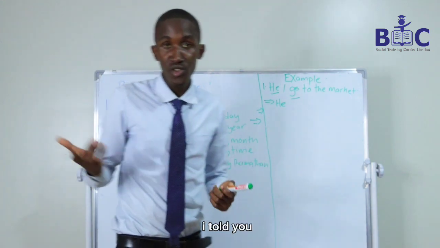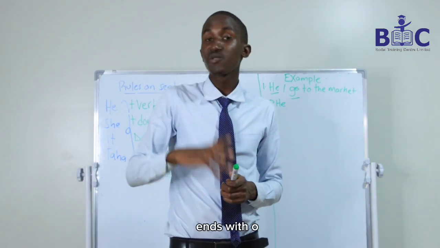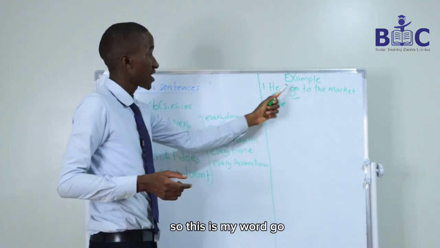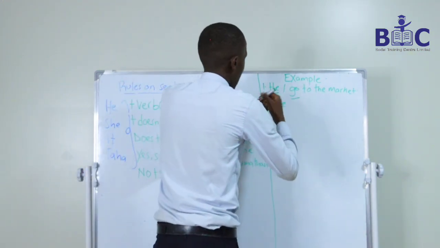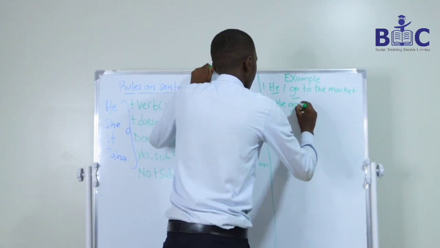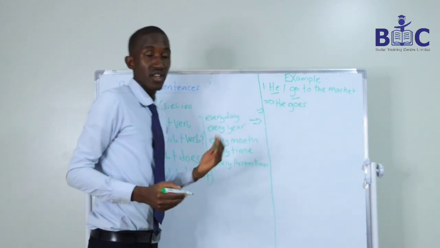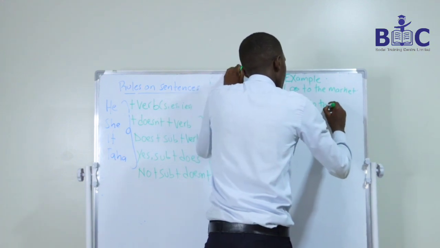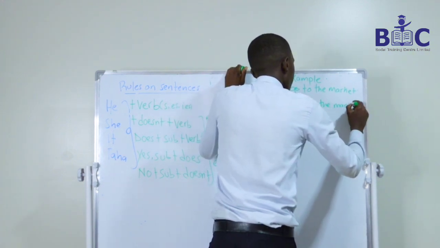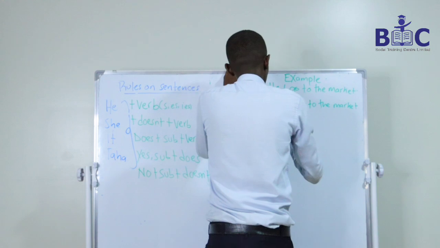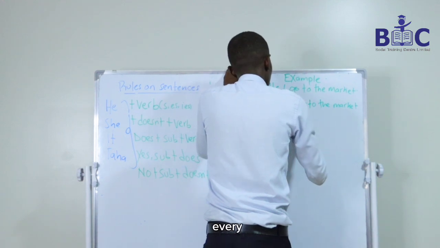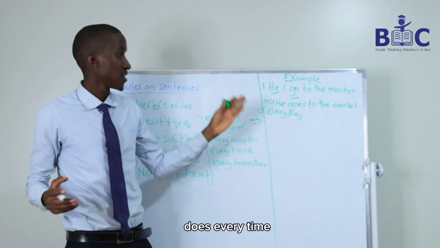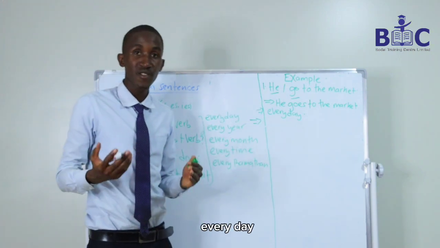But the rules I told you that if a word ends with o, you add es. So this is my word go. I write he goes. He goes, then I finish, he goes to the market every day. This is something this person does every time. He goes to the market every day.